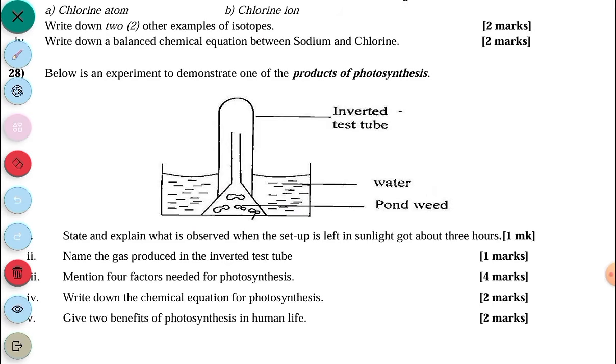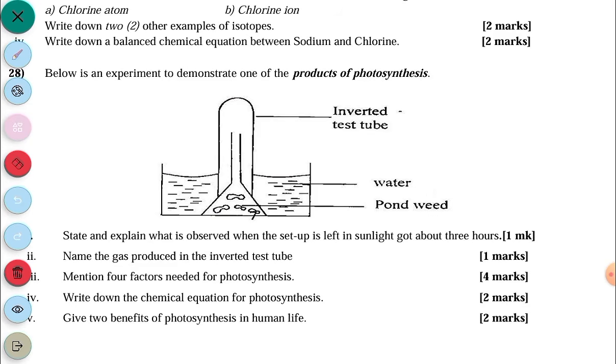The next one says, state and explain what is observed when the setup is left in the sun for about 3 hours. Oxygen bubbles will rise to the surface of the water, indicating that the pond weed is producing oxygen. Part II says, name the gas produced in the inverted test tube. The gas produced is oxygen.